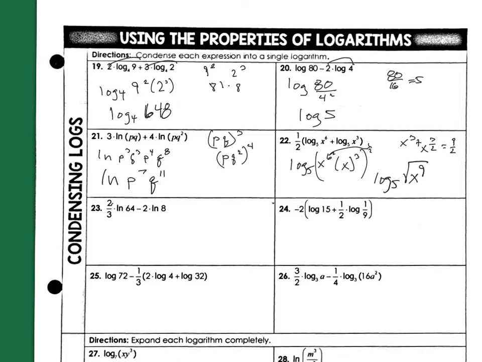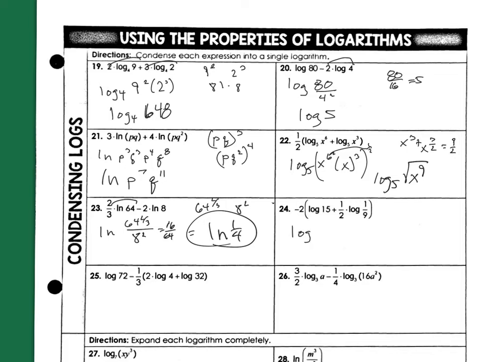For this one, we put the 2/3 back on the 64. So we have 64 to the 2/3. You can put that in your calculator very easily. The calculator does the exponents with the fractions very well. And then we have 8 squared. So we have the natural log of 64 to the 2/3 on top of 8 squared. So this is 16 over 64. So this is the natural log of 1/4.